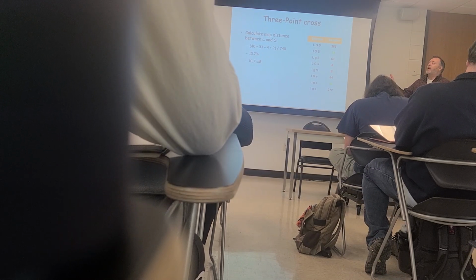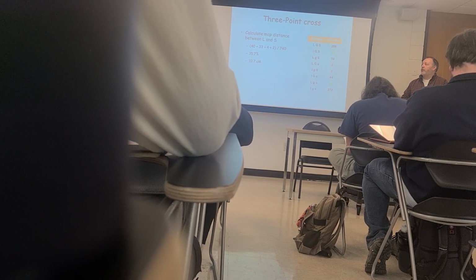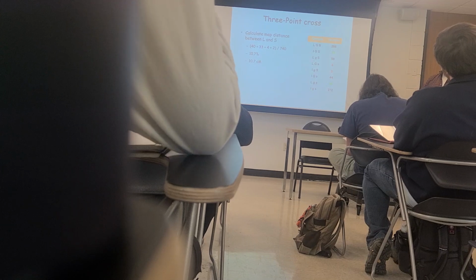This is again one place where a student can very often make a mistake. They do not include the double recombinants along with the single recombinants when they do this calculation. And 740 is just the total. So if you do the math, we get a map distance of 10.7 centimorgans.